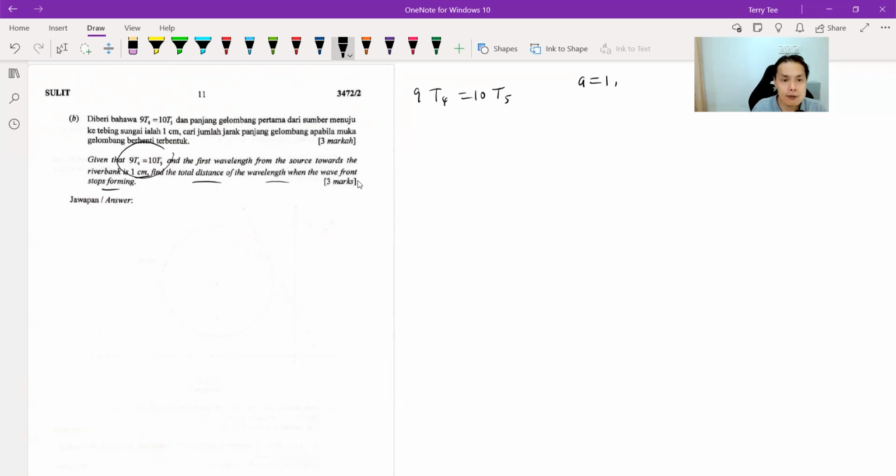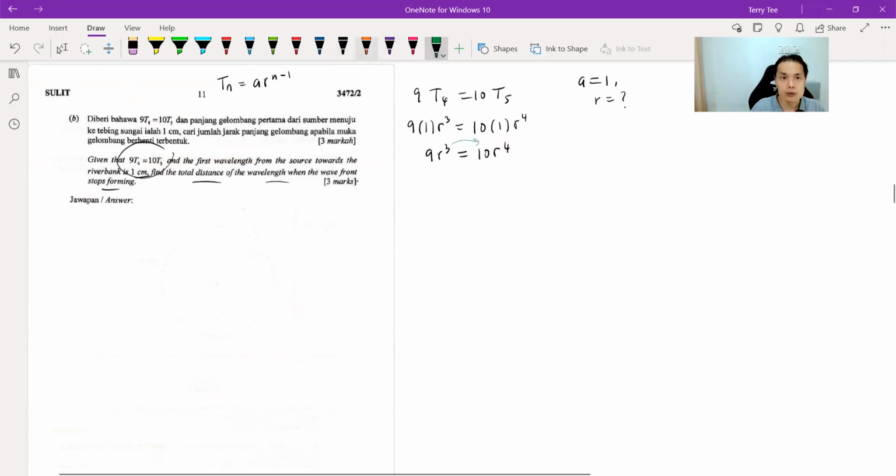Now, that means we need to find your sum to infinity. But first we need to find your common ratio R. So use the formula. Remember, for geometric progression, Tn is A R to the n minus 1. Here my A is 1, my R is an unknown. If my n is 4, 4 minus 1 is just 3. This is 10, A is 1, R is an unknown, power 5 minus 1, which I'm going to write as 4. So this is basically 9R3 equals 10R power 4.